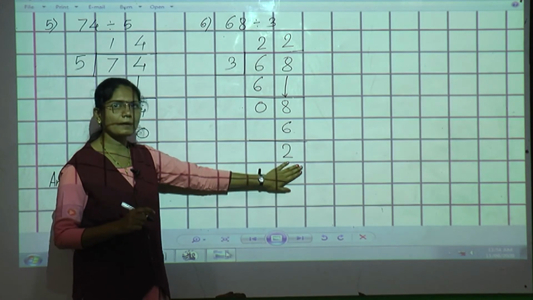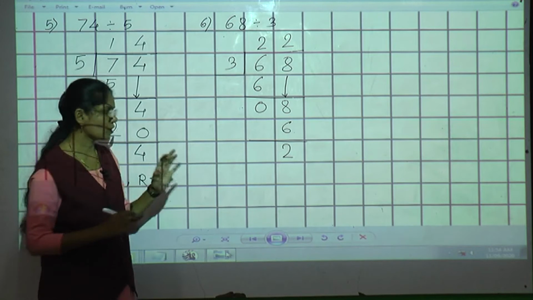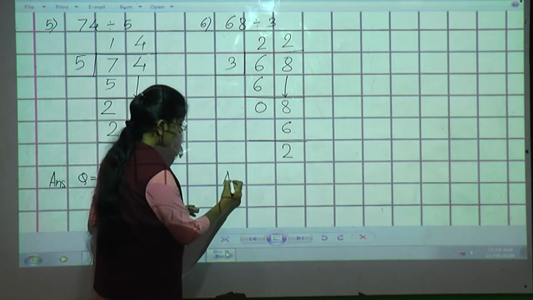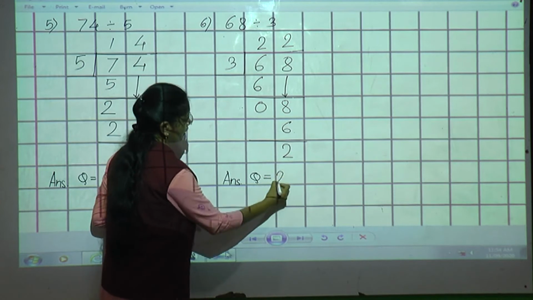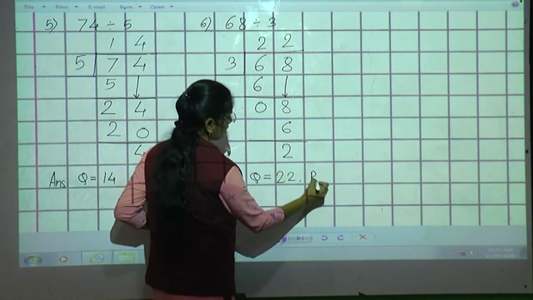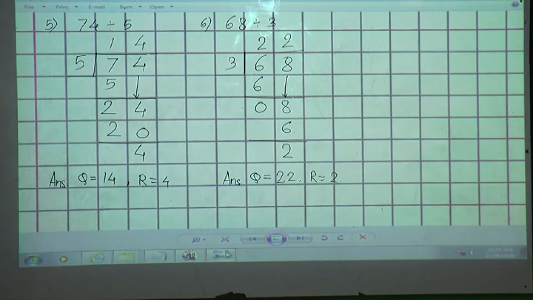So what is the remainder here? The remainder is 2, which is smaller than the divisor. So here we can write the final answer: Q is equal to 22 and R is equal to 2. In this way you can solve the 6th example. Then we will take the next example, that is 88 divided by 3, the 8th one.